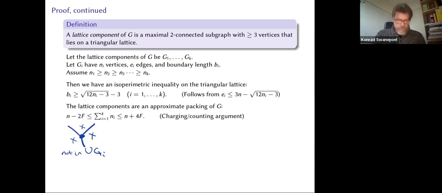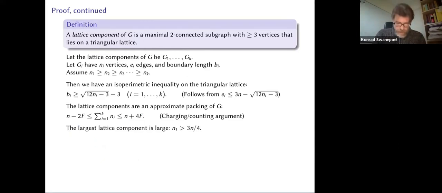On the upper side, you look at vertices that lie in more than one triangular component. So let's say there's a triangular component, here's another one. And it turns out that the stuff in between cannot be triangles, because otherwise they would glue these two triangular components together. So again, you find lots of non-triangular things. And if you count it correctly, you get this error term. Okay, so the sum of the ni's is basically n plus big O of square root of n.